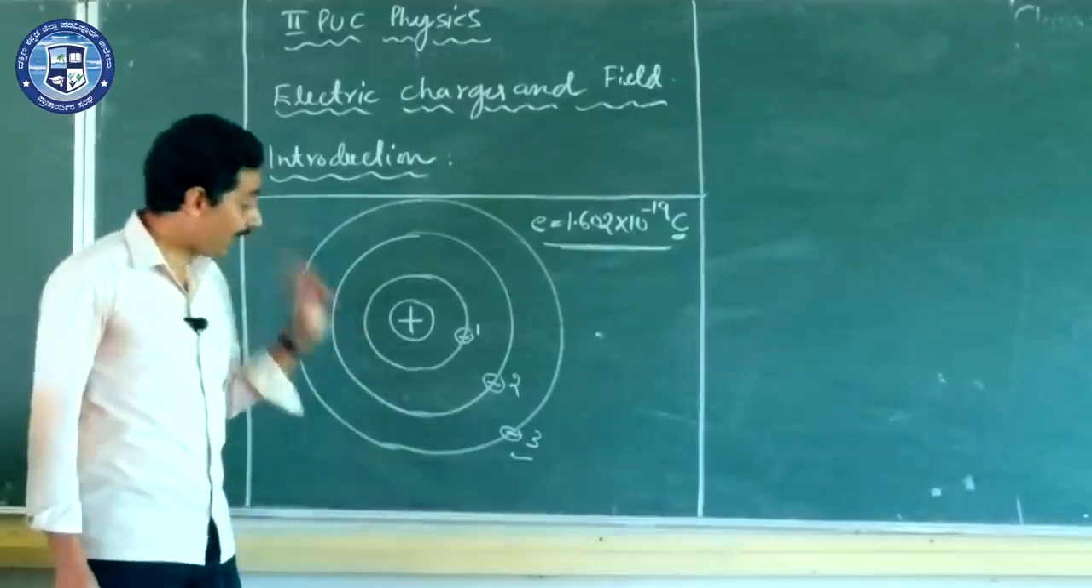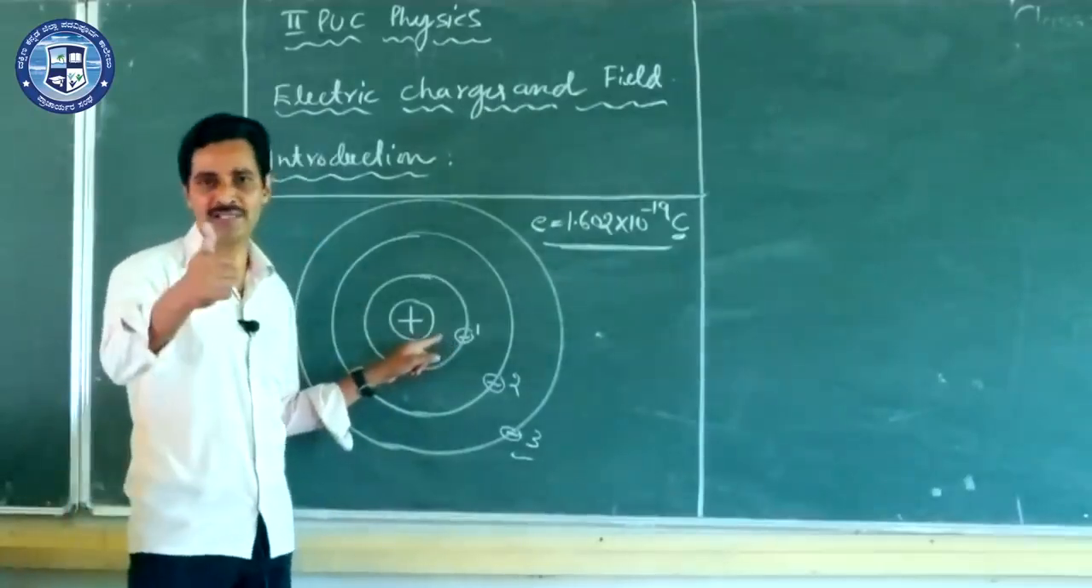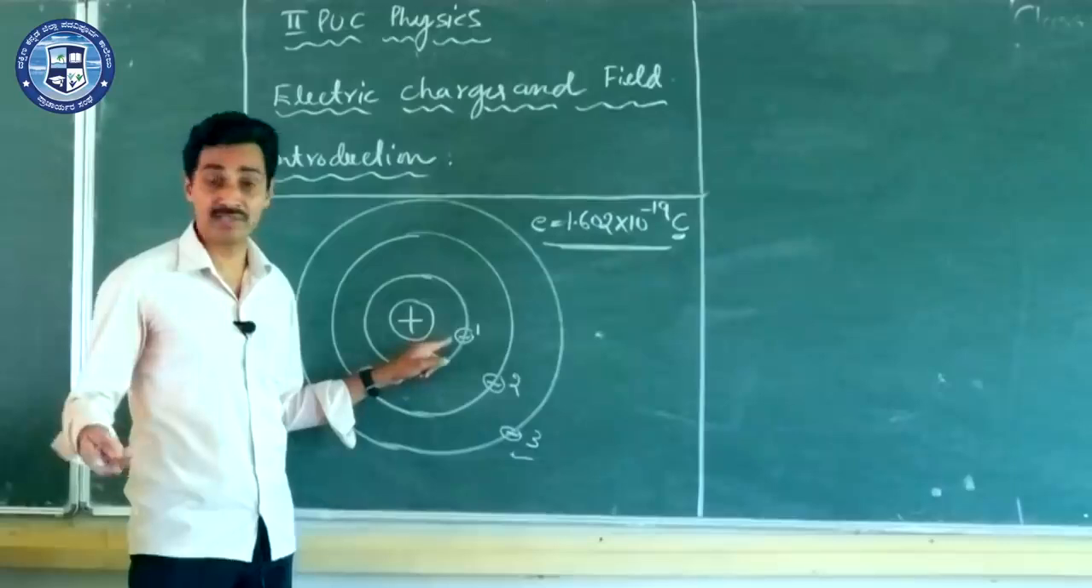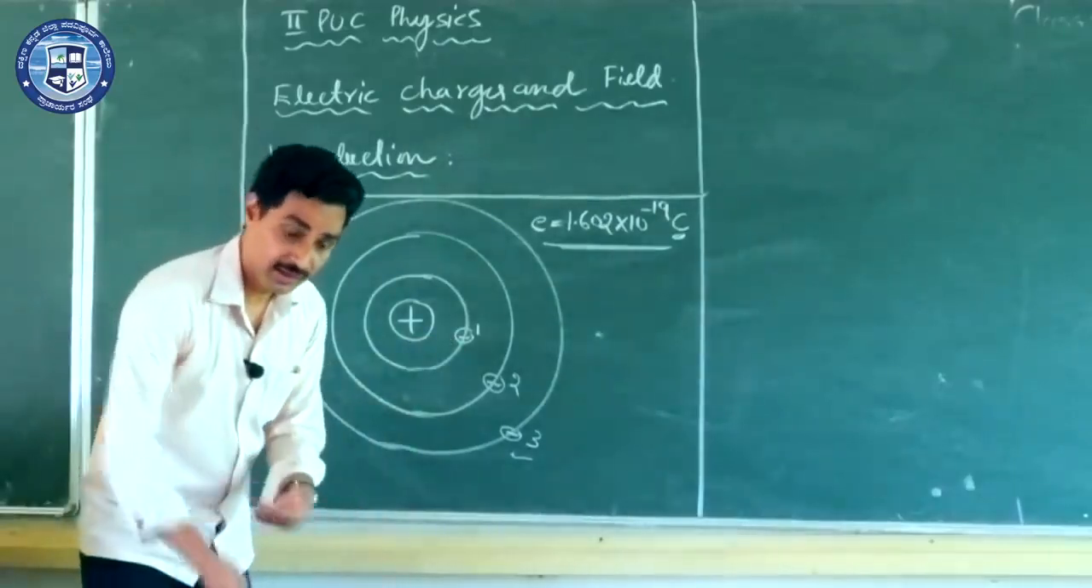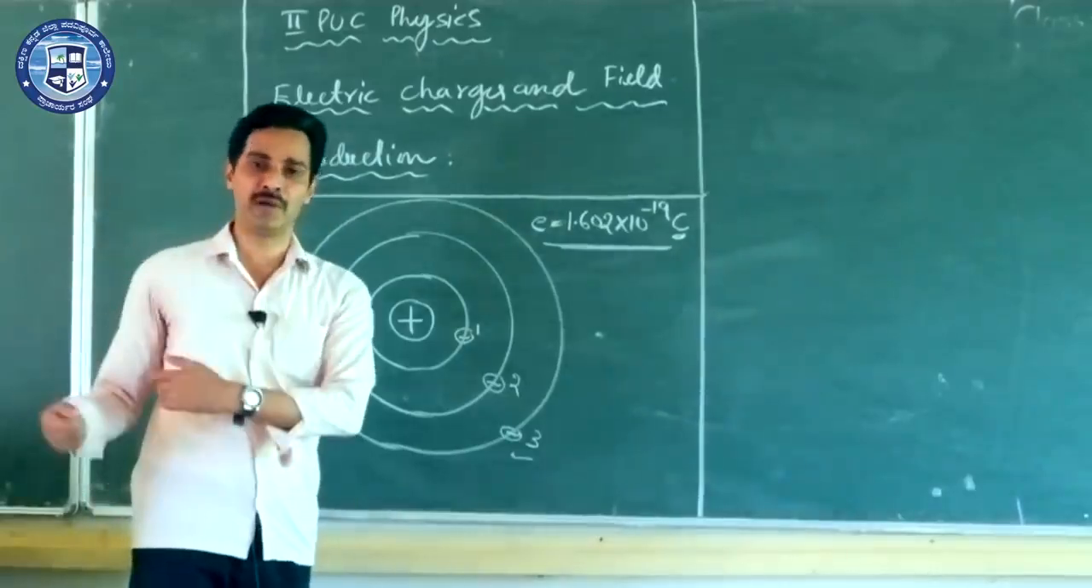Now you have asked electron 1 to come out. Electron 1 did agree that it will come out, because it needs a lot of energy to come out. It is as if you are pulling your friend who is deep inside a well. It is very difficult to pull him out.